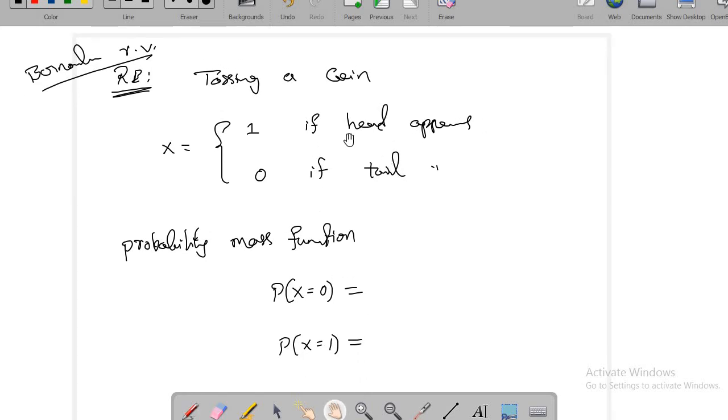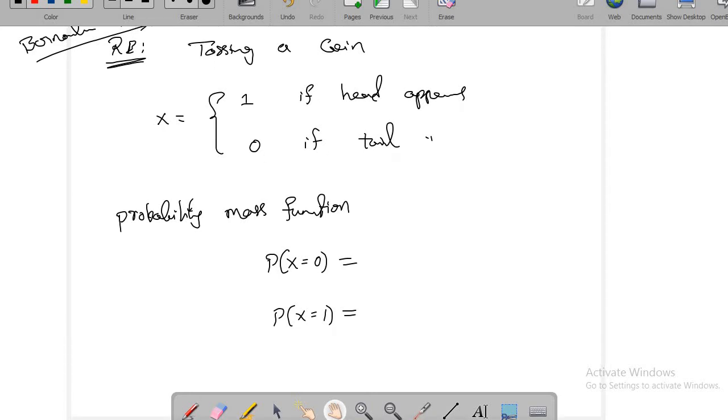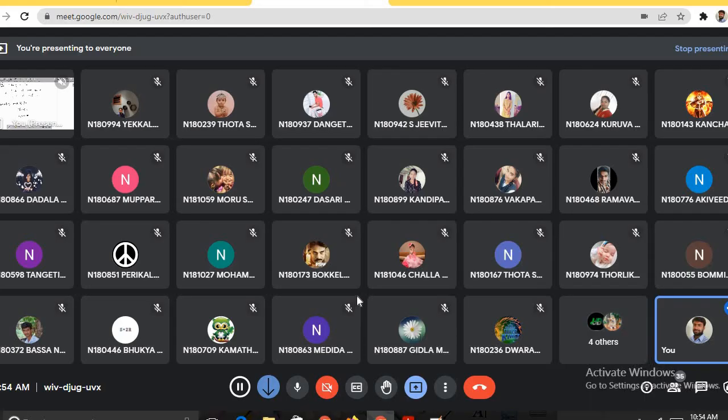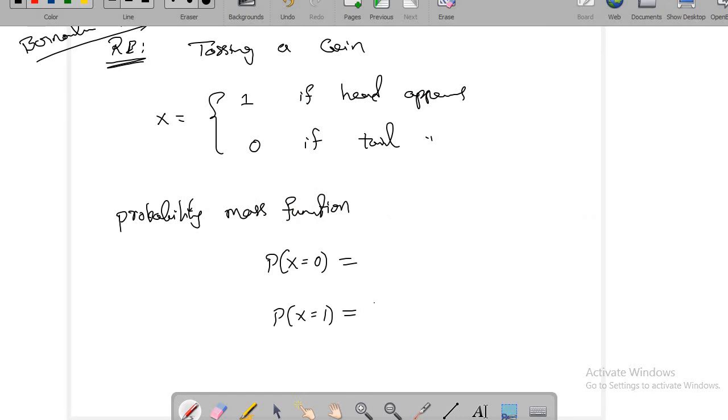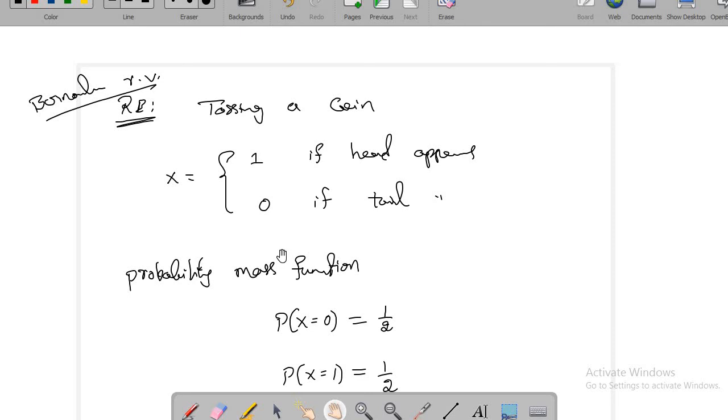At least in this case, when you toss a coin, what is the probability of getting head? One by two, sir. Yeah, 1 by 2. So 1 by 2, and probability of getting tail? 1 by 2 only, sir. 1 by 2 only. So this is the probability mass function of this Bernoulli random variable.